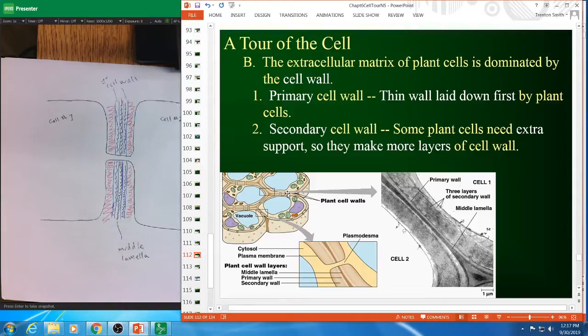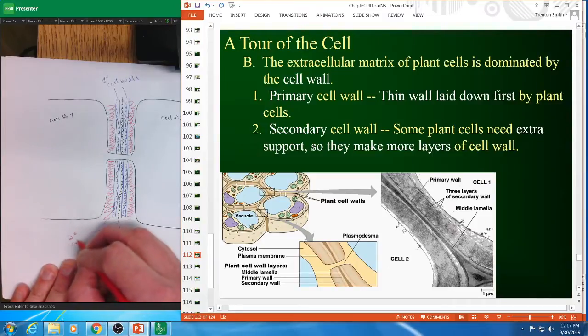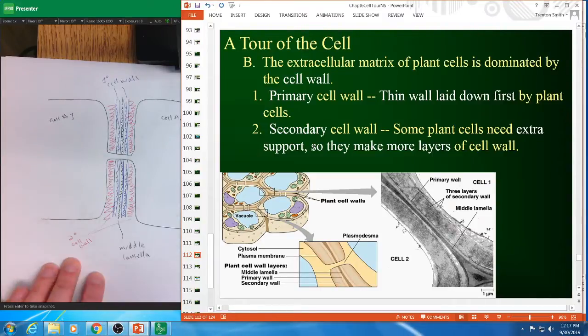Anyway. All right, so those are the layers of the cell wall. I also talked about middle lamella, which is in between them. You should probably also label secondary cell wall, right? Okay.